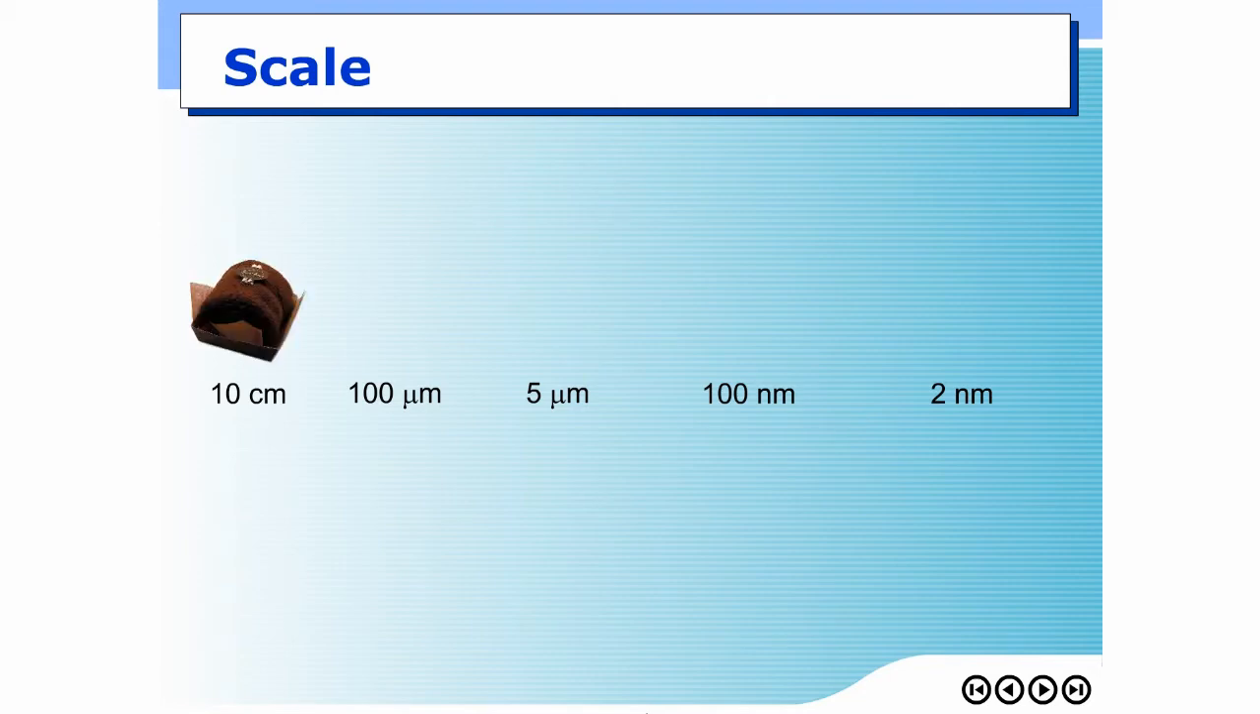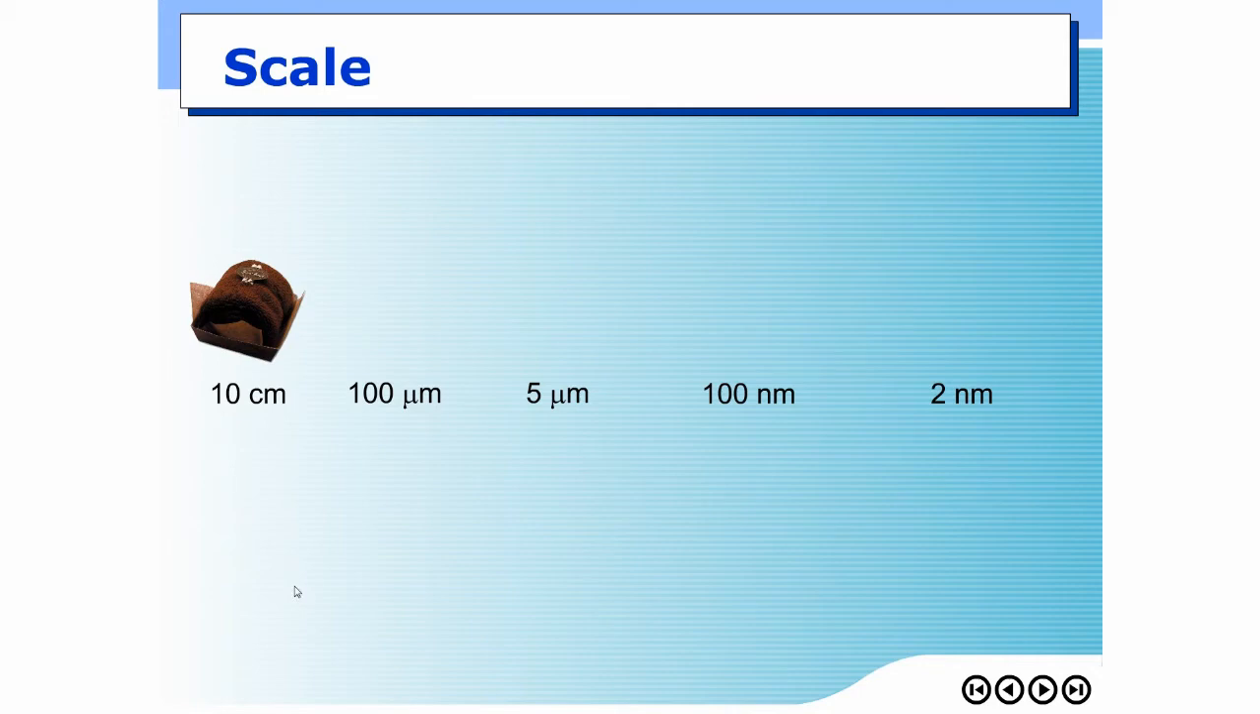So in order to understand nanomaterials, you have to be aware of scale. Alright, if I start from 10 centimeters and reduce the size down to 2 nanometers, I would like to give you some examples so you can get a sense of scale. If 10 centimeters is a piece of cake, this is a chocolate cake of the right size, about 10 centimeters.